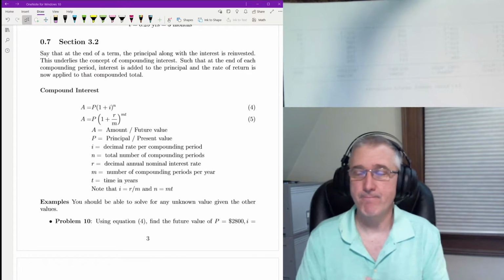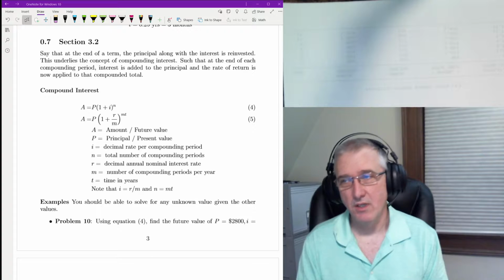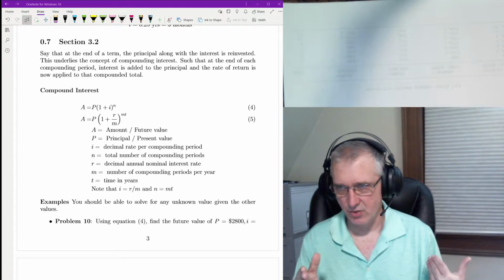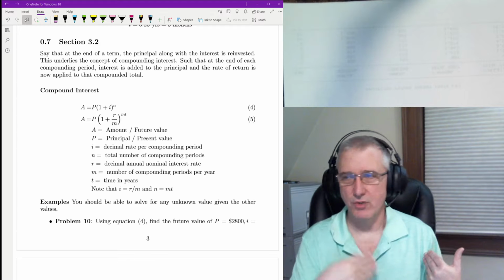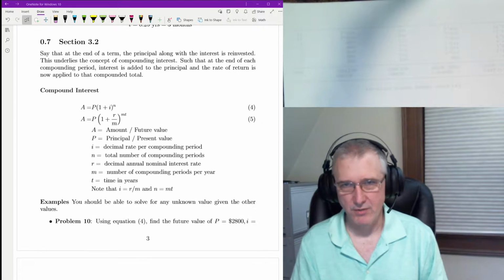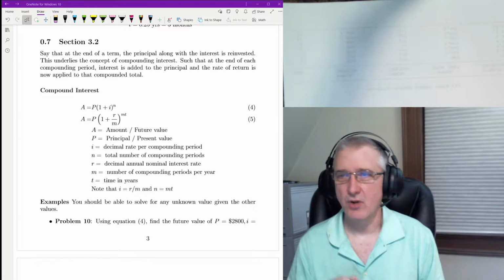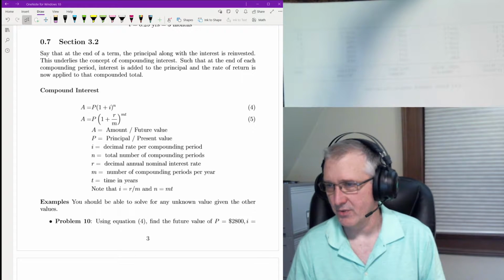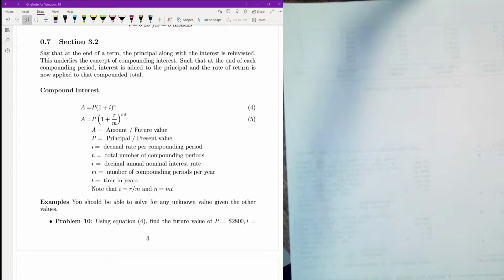So let's get started. Previously we had covered simple interest, which basically says you have a term, you get paid the interest and the principal at the end of that term, which is wonderful. So say that at the end of the term, the principal along with the interest is reinvested. This underlies the concept of compounding interest, so that at the end of each compounding period, interest is added to the principal, and the rate of return, the interest rate, is now applied to that compounded total.